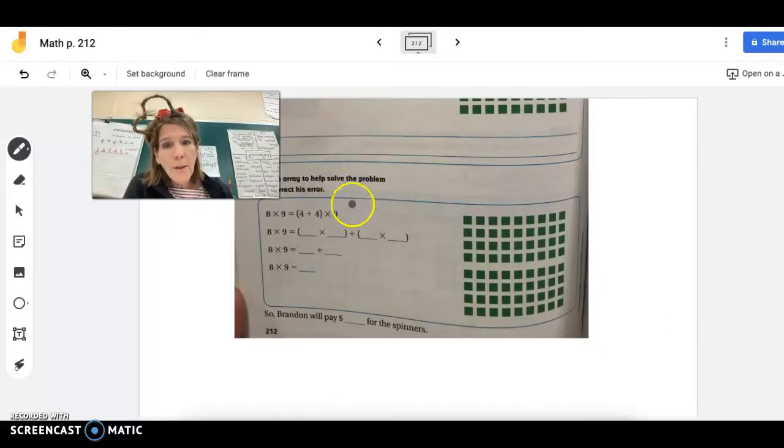Use the array to help solve the problem. So now he's breaking it into 4 plus 4 times 9. Does that work? Yes, because he kept his 9, and he distributed his 8 into 4 plus 4. And 4 plus 4 equals 8. Not the 5 plus 4 that he did on the top. So you're going to finish solving this problem. Take a picture of this problem to hand in, just this problem, okay? So just this problem you're going to do for work when you finish this assignment.